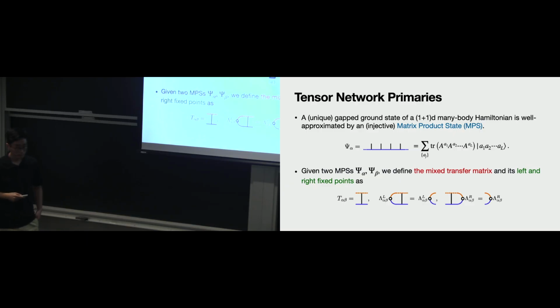And the reason why these matrix product states are useful is because, if you think about it, the total dimension of the Hilbert space is 2 to the L if I have L qubits. And these matrix product states span some very small subspace of this exponentially large Hilbert space. But it is known in the literature that these matrix product states are good approximations to the gapped ground states of 1+1D many-body Hamiltonians. And since we are mostly interested in ground states of gapped Hamiltonians, it seems sufficient to consider only matrix product states.